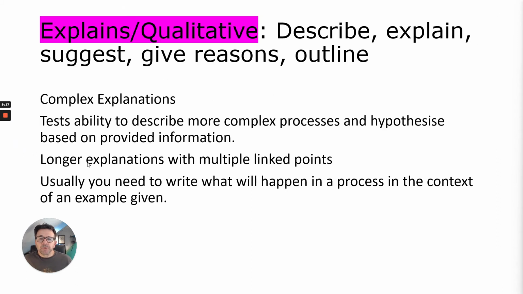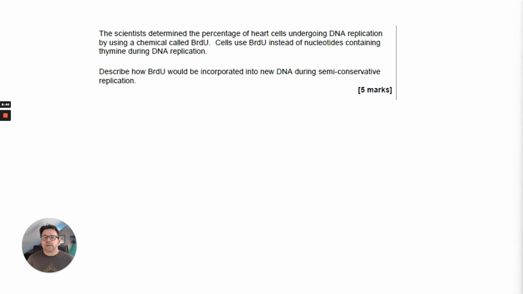So let's move on to a more complex explanation. So this tests your ability to describe more complex processes and hypothesize based on provided information. So it's information given to you in the question. Longer explanations, usually with multiple linked points. And usually you need to write what will happen in a process in the context of an example given. It's got to be clear, it's got to be concise, it's got to be logical.